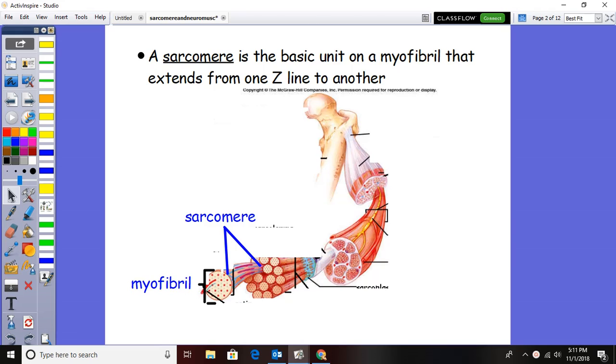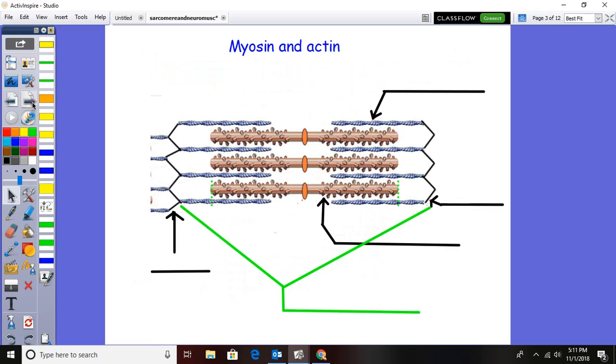A sarcomere is the basic unit on a myofibril that extends from one Z line to another. We say it's a functional unit on a myofibril. The arrangement of myofilaments in that sarcomere is what gives our muscle its striated or striped appearance. So there's your sarcomere on that muscle picture, and this thing jutting out of the muscle cell is a myofibril.